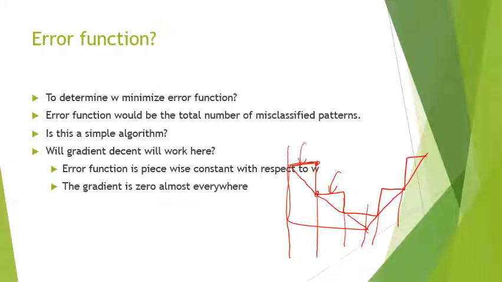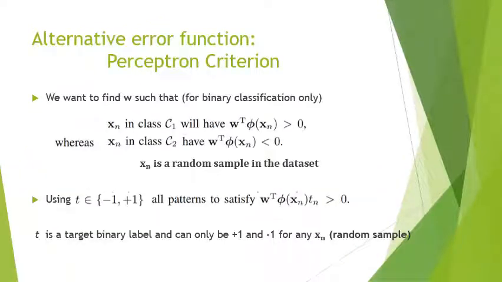And then I can apply my gradient descent, because every time I can find some slope, and based on my slope, I can walk in a direction where I can minimize my error, right? So this is all in the perceptron algorithm. We need to come up with an error function that can be differentiated.